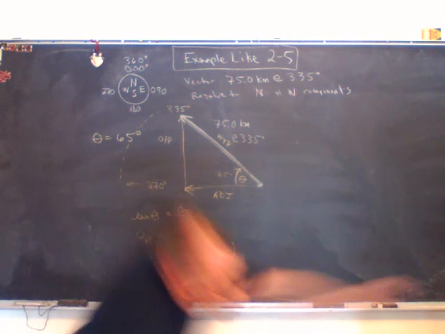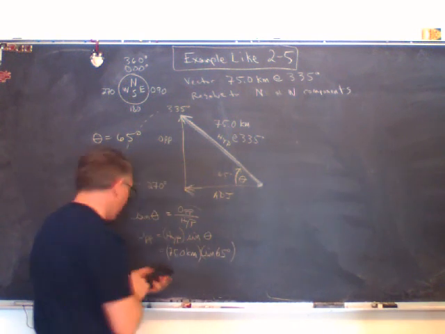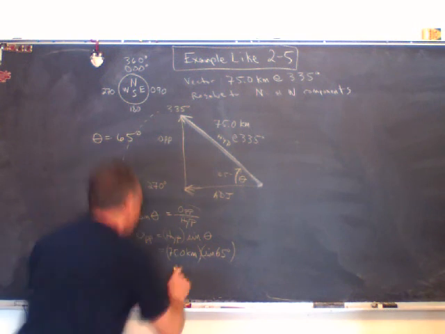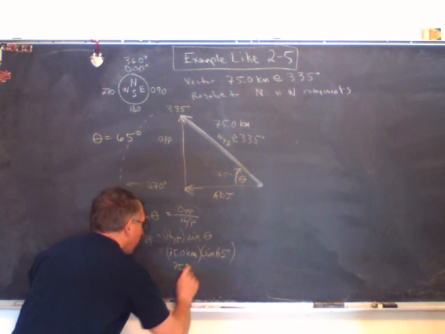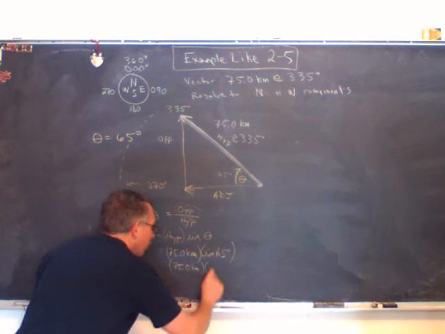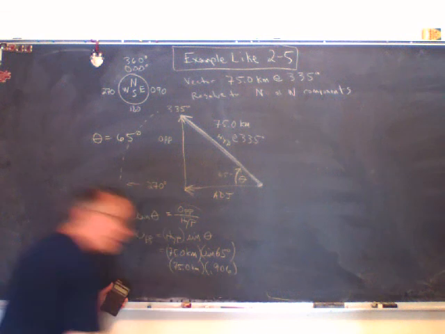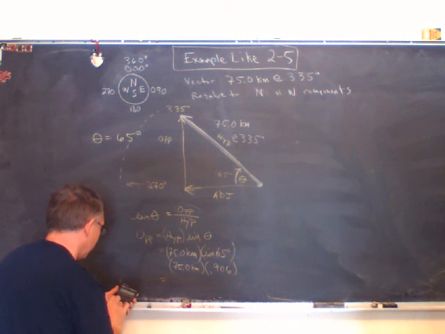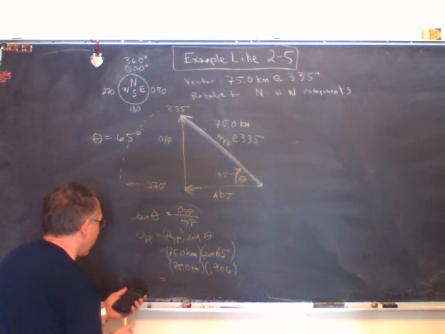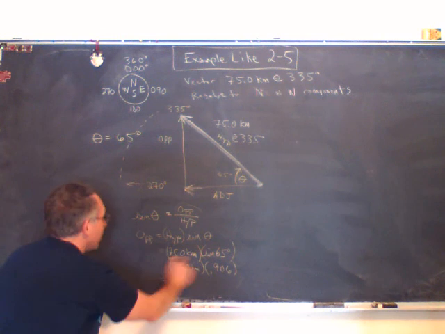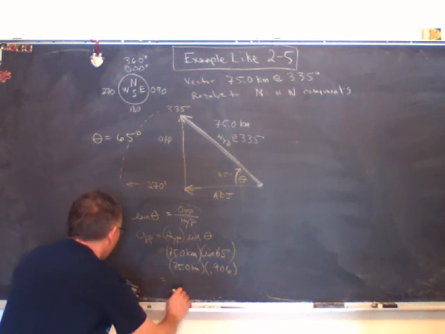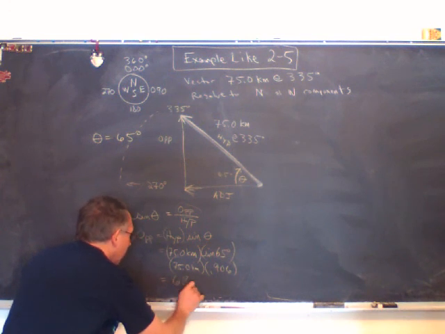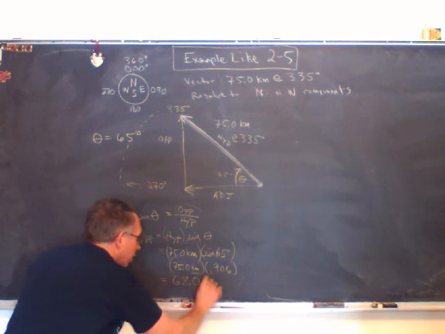Now I just plug that into the calculator. The sine of 65 degrees is 0.906. So I have 75.0 kilometers times 0.906, which is the sine of 65. It's a pure number. Multiplying those out, I get 67.973. I am allowed 3 sig figs, so 67.973 ends up being 68.0. And my units are kilometers.